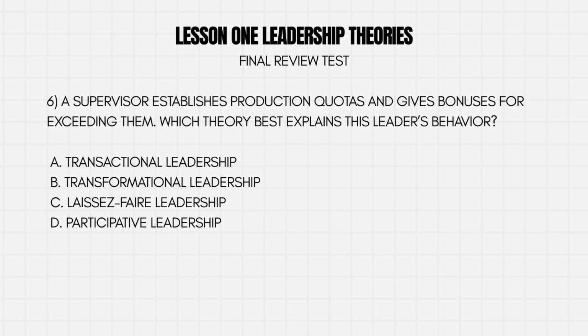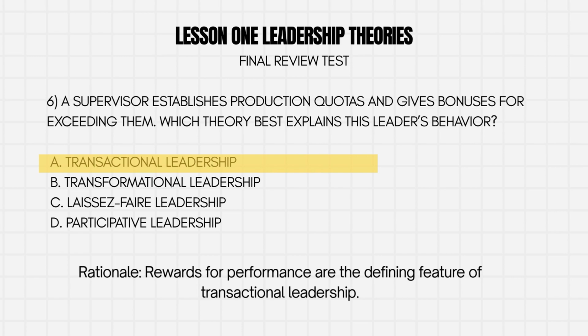Question 6. A supervisor establishes production quotas and gives bonuses for exceeding them. Which theory best explains that leader's behavior? A. Transactional leadership. B. Transformational leadership. C. Laissez-faire leadership. Or D. Participative leadership. The answer is A. Transactional leadership. That's where rewards for performance are the defining features.